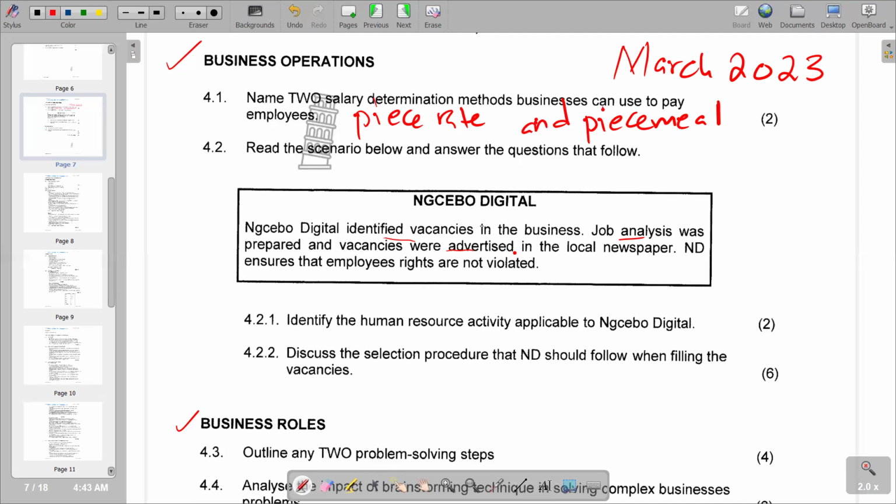So you've seen that the scenario we are given is within the context of that explanation. So for 4.2.1, we have recruitment as our response, and then we go to the next question.